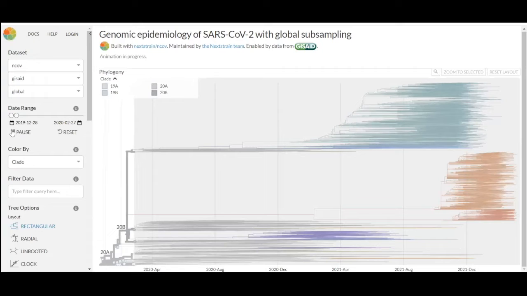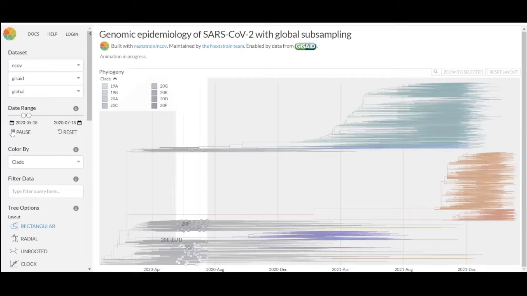So we see that 20 refers to 2020. There were three clades: 20A, 20B, 20C. Then I guess 20A got lost eventually. 20B and 20C lineages remained. Then we have 20D lineage, which developed. Then there is 20E lineage, which has now come into prominence. Then there is the 20G, 20F, E, F and G, and so on.